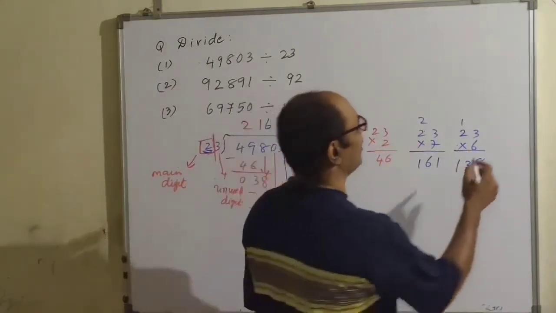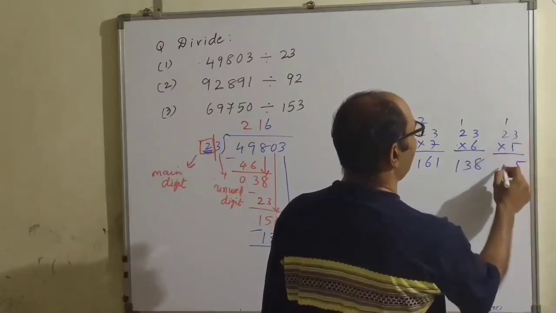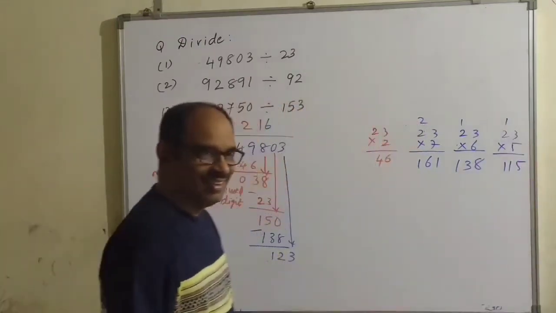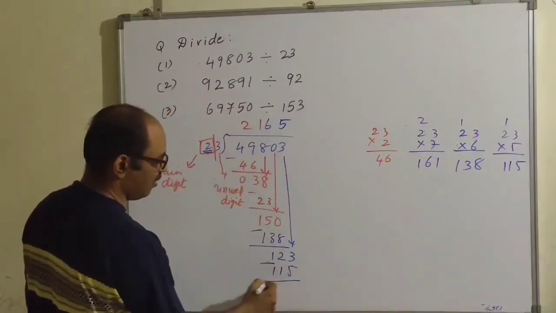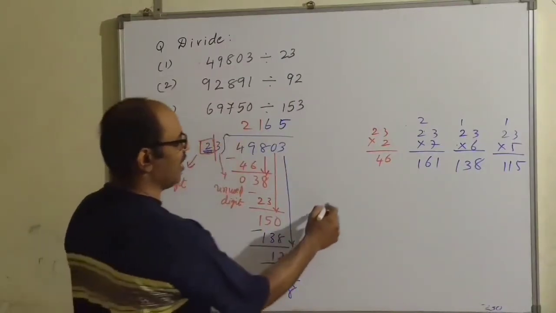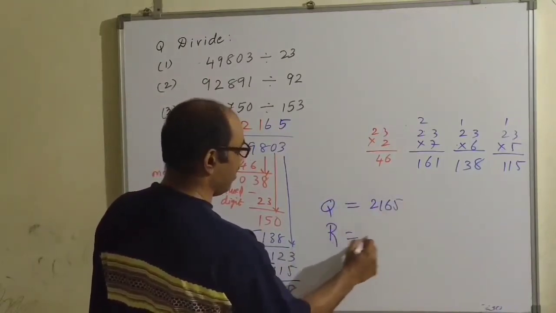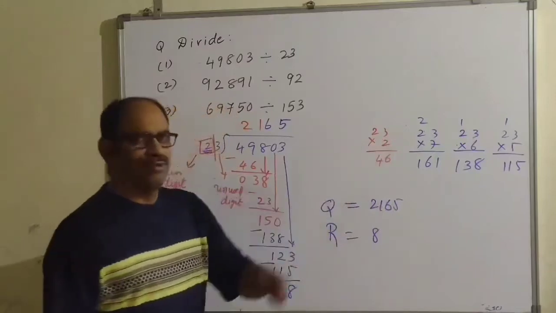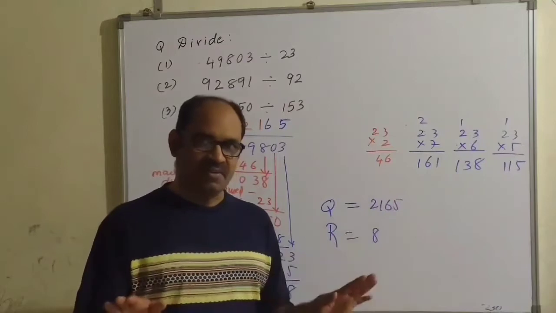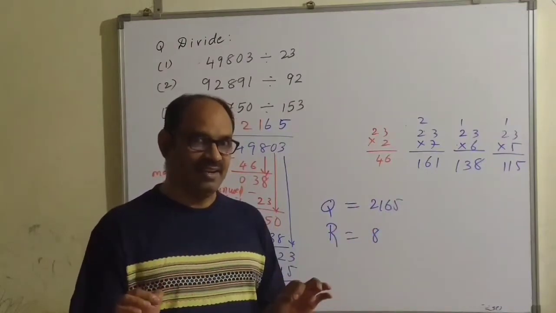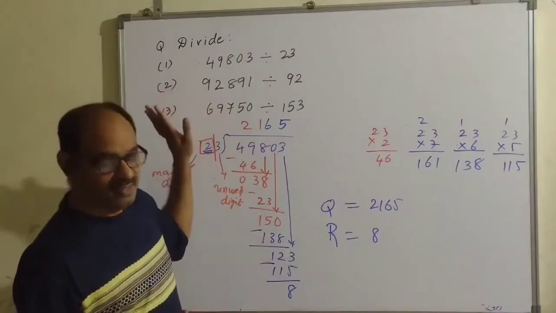23 5s are. 5 3s are 15 and 11. That is okay. 5s are 115 and this is 8. So what is the quotient? 2165. And what is the remainder? 8. So here you have to do only 4 divisions. Did you see that? So this is a little bit convenient. It's a little bit tricky, and you can divide any of this easily.